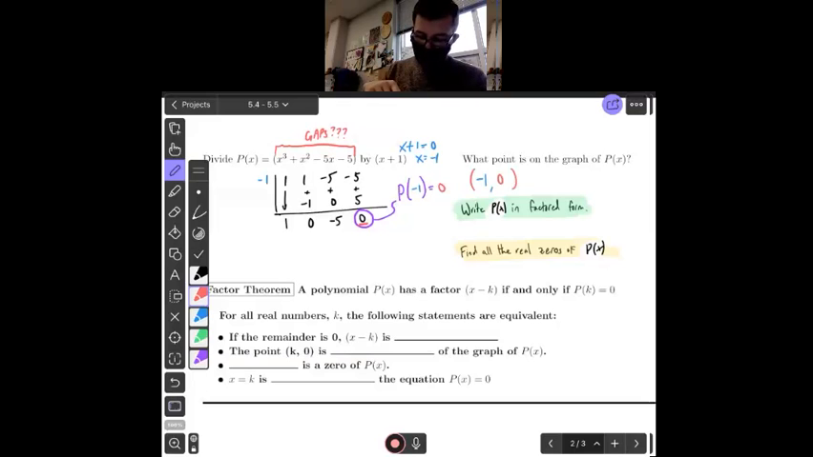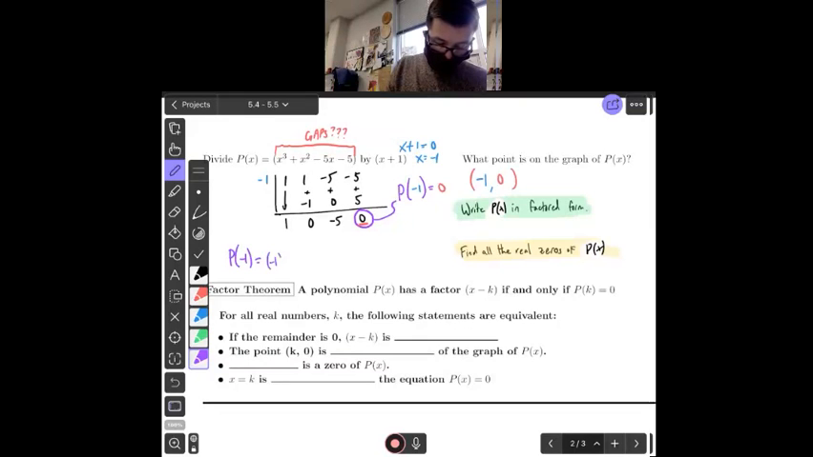Actually, we're going to do those two things that I highlighted, but we're going to do them in the next section. We can double check this real quick if you want to, that p of -1 equals 0, just by plugging it in.